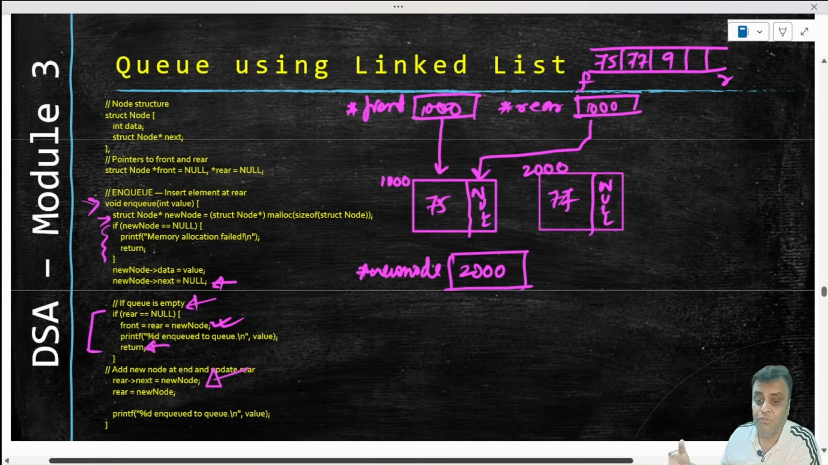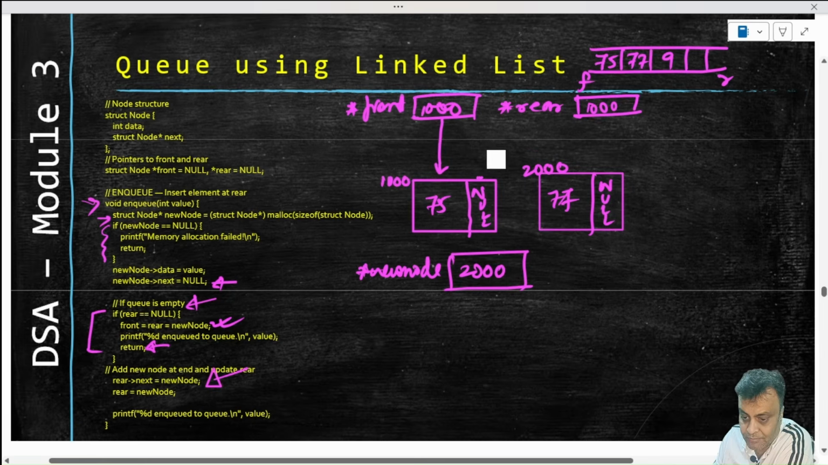Our rear should move forward. In a queue, remember, when we enqueue, the rear moves forward, the front stays wherever it is. So our rear should move forward, so this rear should not point here. The rear should point here. How will the rear point to 2000? The rear's value will be new node. Then the rear next, rear is pointing to new node.